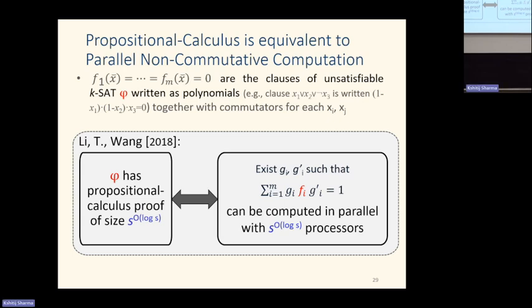so phi, a tautology, has a propositional calculus proof of size more or less polynomial. Here it's quasi-polynomial, but think about it as more or less polynomial. If and only if there exists some kind of polynomials such that this expression, which is non-commutative, can be computed in parallel with this kind of number of processors.